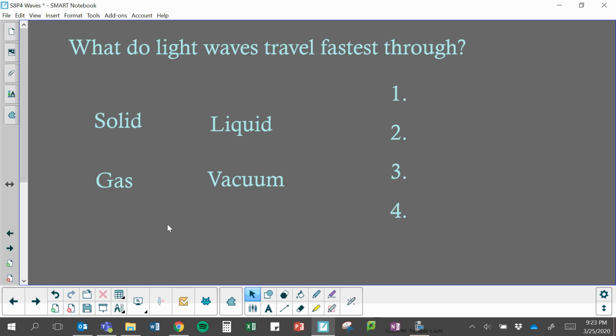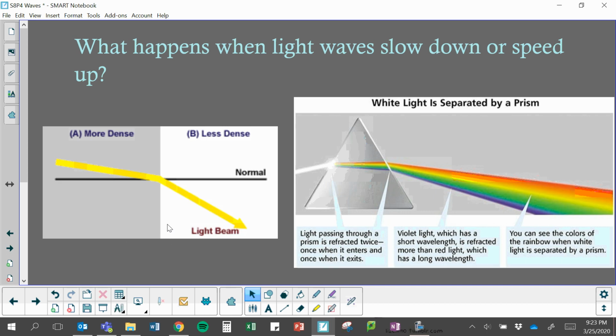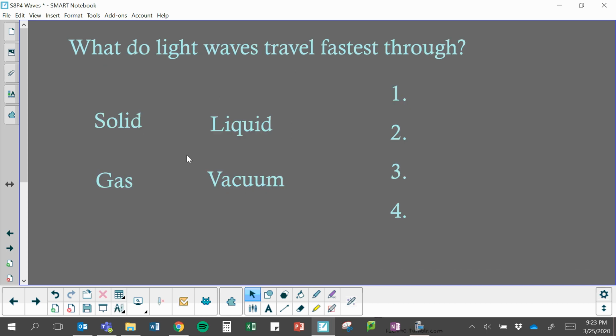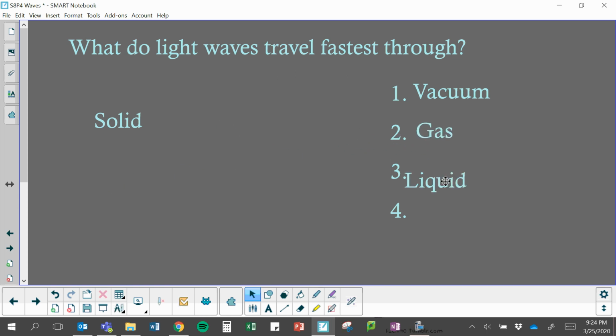What about light? So this is a little trickier. So light, think about which one is going to travel fastest for light. So light, our fastest for light is actually a vacuum. You can think about light from the sun traveling through the vacuum, and that's where it's happening the fastest. And then light will travel fastest through a gas, and then a liquid, and then through a solid.